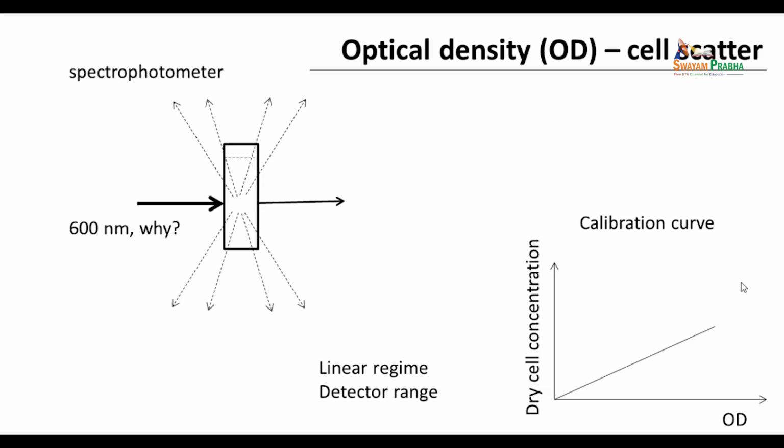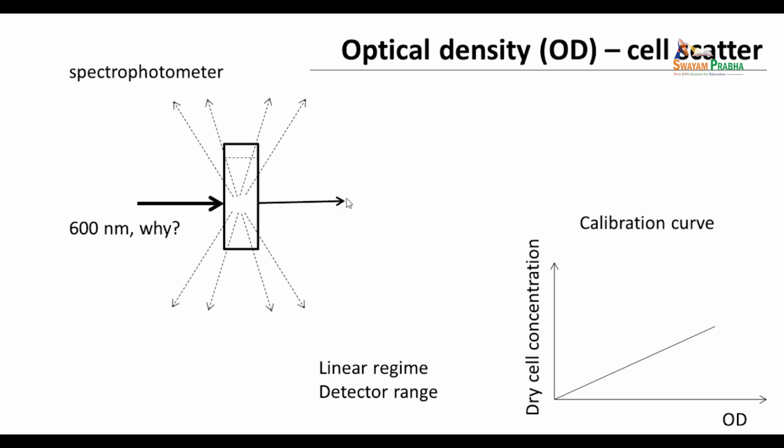If it happens to be in a higher OD region, we should actually dilute the sample to get the OD reading in this range, and then get the dry cell concentration corresponding to the measured OD and multiply it by the dilution factor to get the actual value. If you follow all this, it's fine. Otherwise, just keep this in mind whenever there is a need for measurement. You go through this in detail or look at some reference book. You can always ask me too. There is another reason for the loss of linearity. That is because of the detector range.